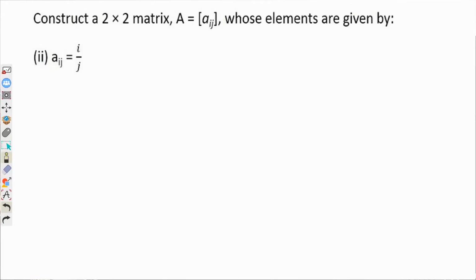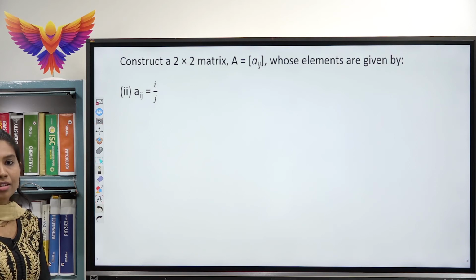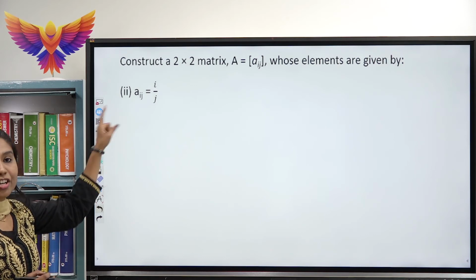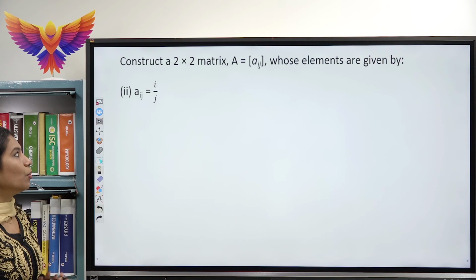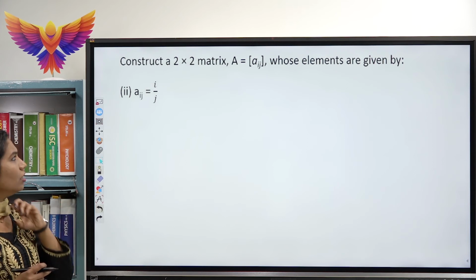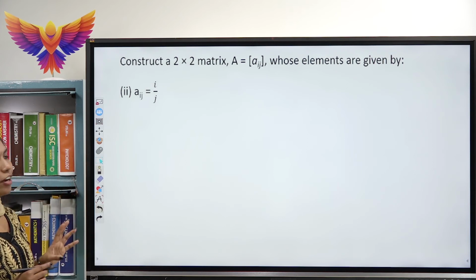A similar kind of another question we have. We need to again construct a 2 cross 2 matrix, same question, but a different condition has been given here: Aij as i by j. Just the same question where I need to find out the 2 cross 2 matrix.